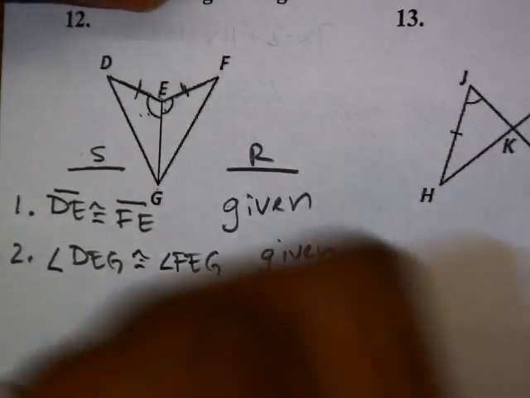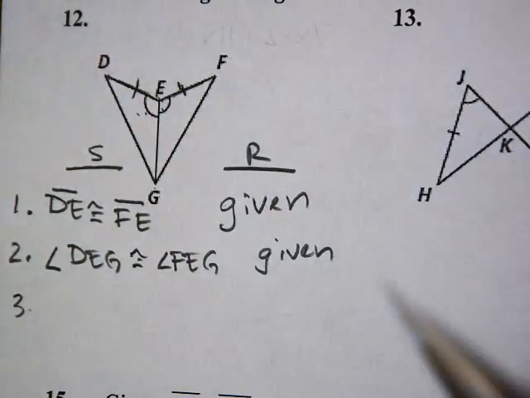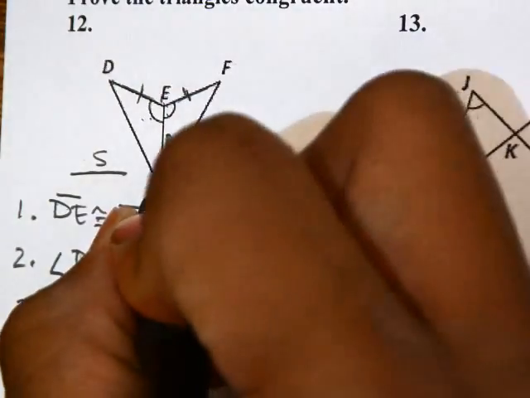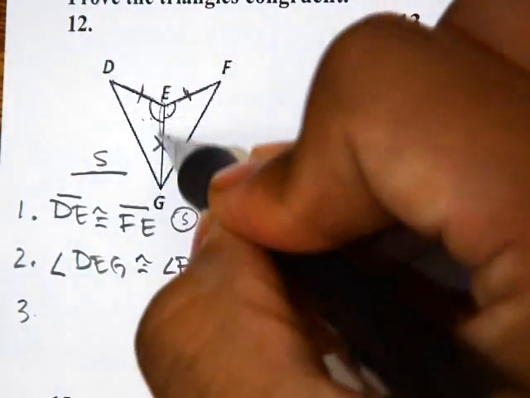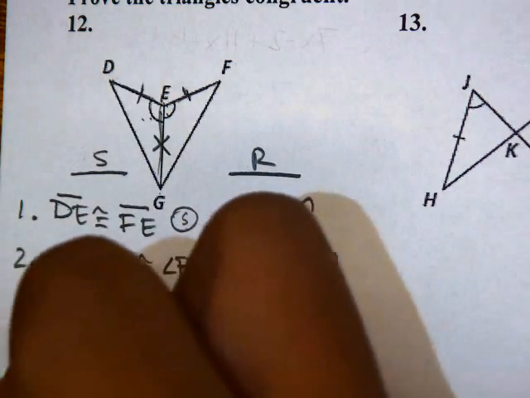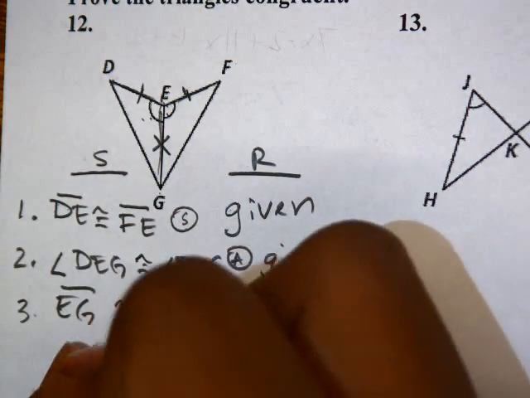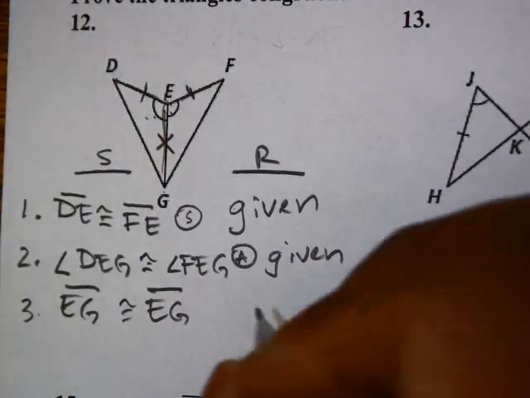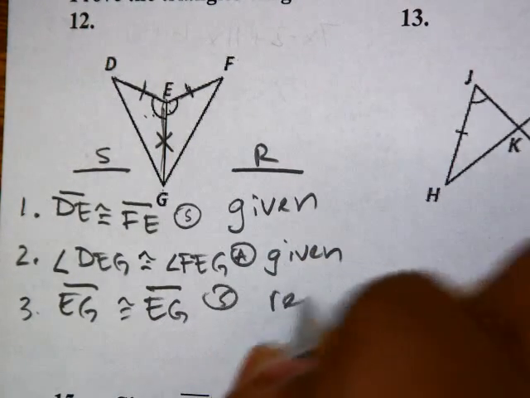Okay, so that's all that's given. So I need something else. I have a side, an angle, and this is given to me. Or actually not given to me, but this is equal. Side EG from the left triangle is congruent to side EG from the right triangle. And that's because of the reflexive property.